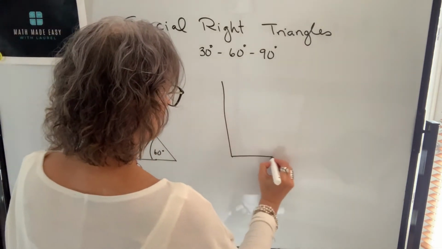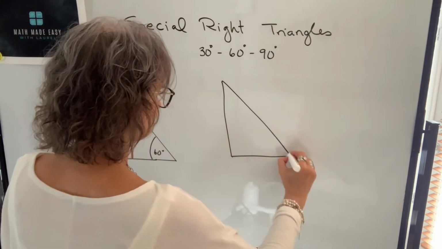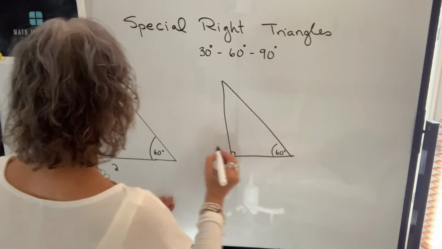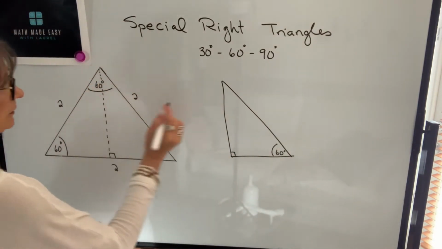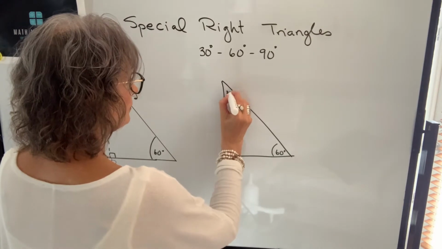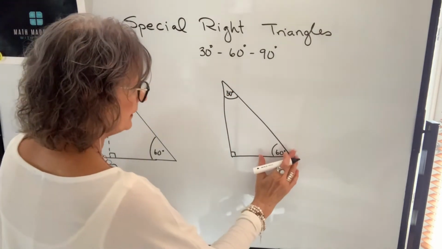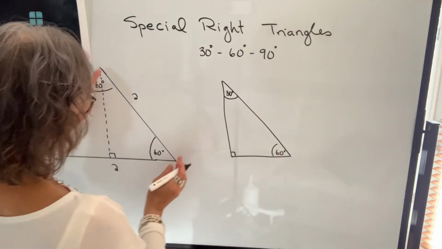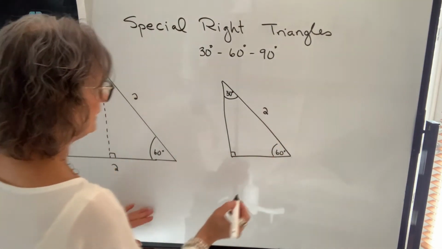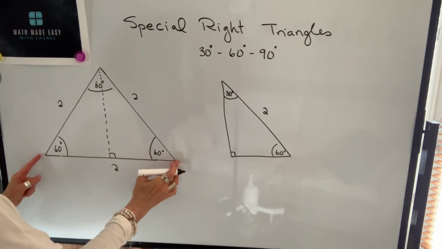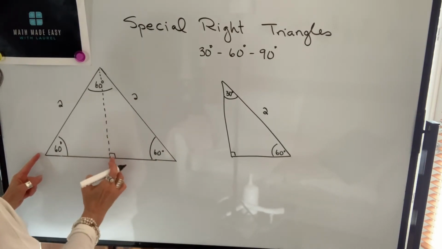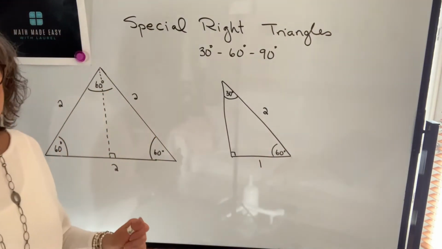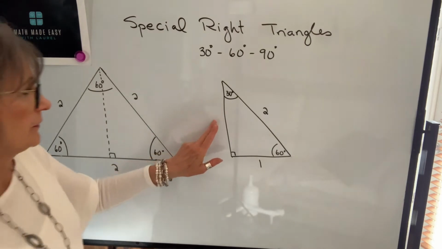So if I redraw that, we have 60 degrees here, 90 degrees here, and when I bisect that angle, 60 divided by 2 is 30 degrees. So now I have a 30, 60, 90 degree triangle. We know the length of this side is 2 units. And because this length is 2 units and this line will bisect this line, this length here will be 1 unit.